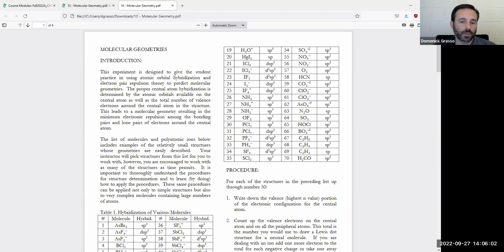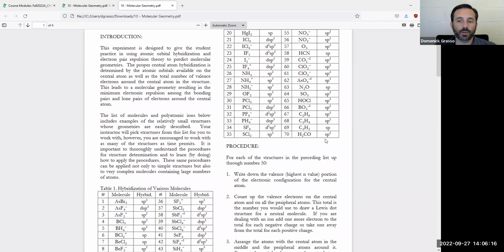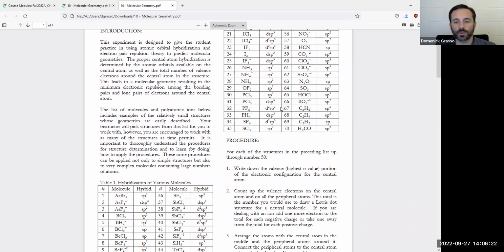But really what we're going to do is pick 4 molecules and build those 4 molecules and learn how to accurately predict their 2-dimensional shape and their 3-dimensional shape. Okay, so we've got a list of 70 different molecules that we can choose from. All right, so I'll grab a couple of these to work through.